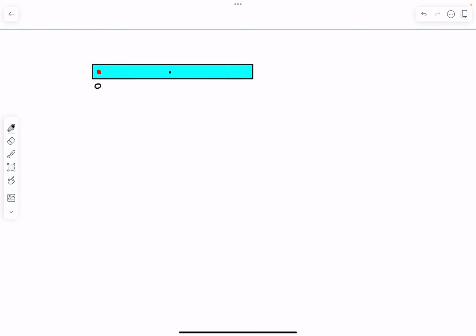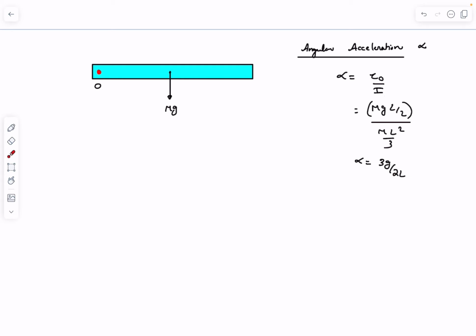Okay guys, so now let's begin with the solution. The weight of the rod will act at the center. So the angular acceleration of the rod is simply the net torque about the point O divided by the moment of inertia about the point O. And after substituting the values, we get the angular acceleration as 3g by 2L.